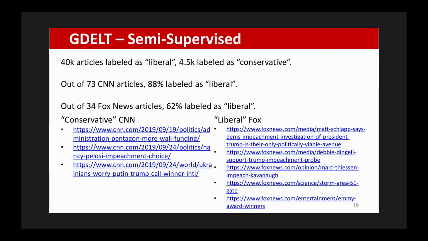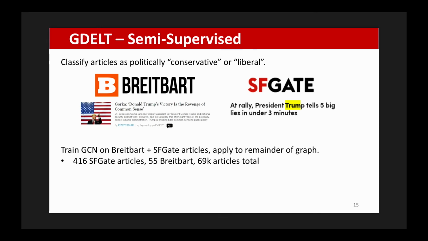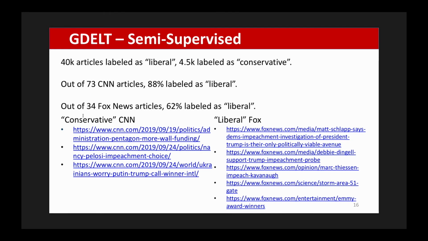First, I should point out there's a pretty large class imbalance problem here, which we really didn't have time to account for very much. We had 400 to 55 conservatives, so that's pretty large class imbalance, and that reflected in the labels that we got out of the data set. We got about 40,000 articles labeled as liberal and 4,500 labeled as conservative.